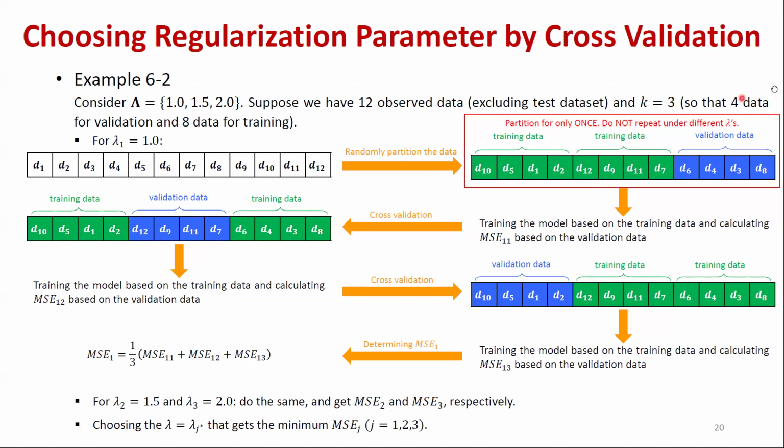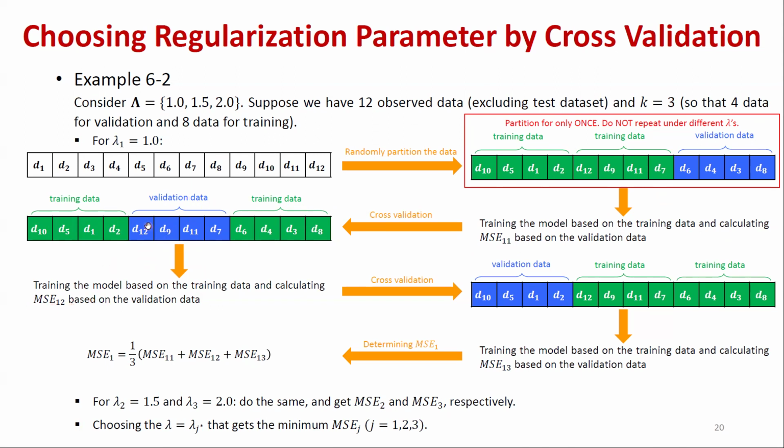Okay. Now, you are going to train the model based on the training data, which is the first 8 data, and then you are going to calculate the MSE11. Now, cross-validation means you're going to choose the second group of the data to be the validation data, and the first and the third group to be the training data. Again, based on your training data, you calculate the MSE, and then you have MSE12.